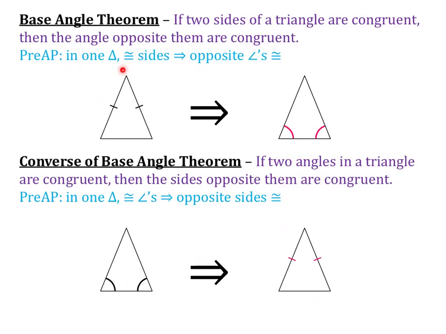Now, speaking of base angles, we have the base angle theorem. This says that if two sides of a triangle are congruent, then the angles opposite those two sides are also congruent. And the converse of the base angle theorem just says the flip-flop. If two angles in a triangle are congruent, then the sides opposite those angles are congruent.